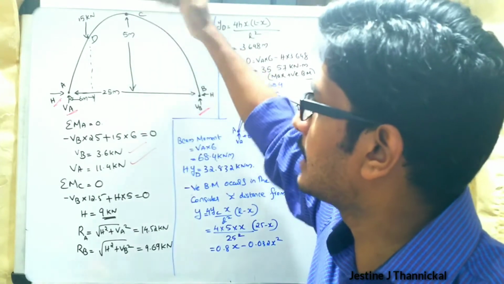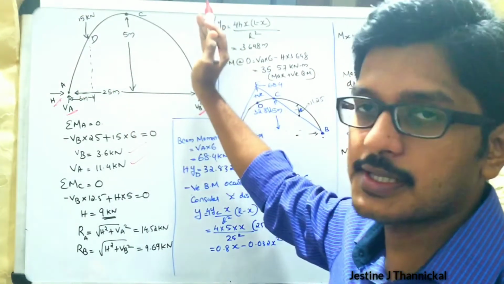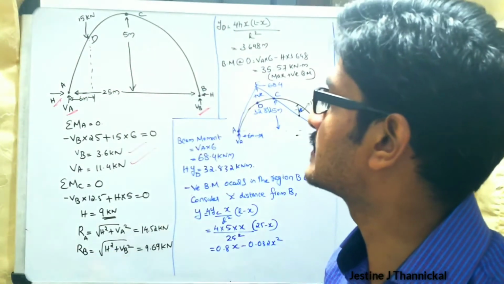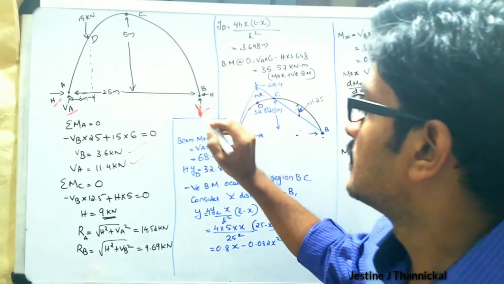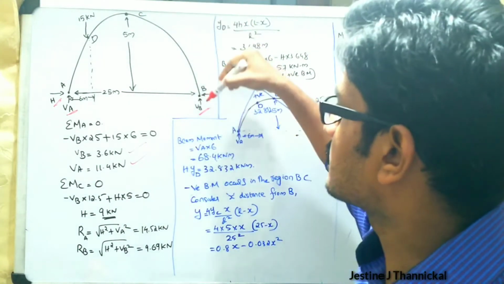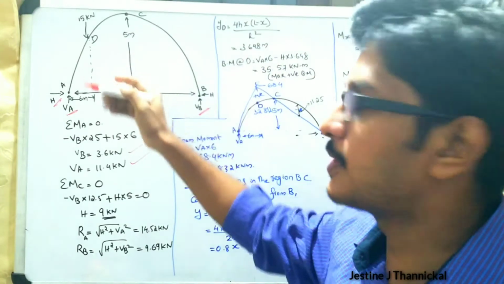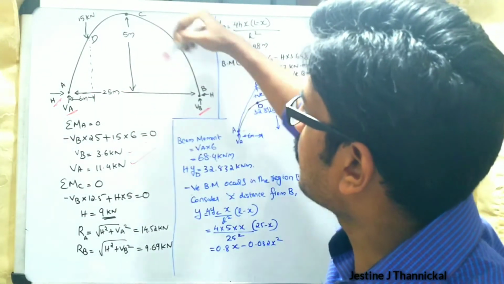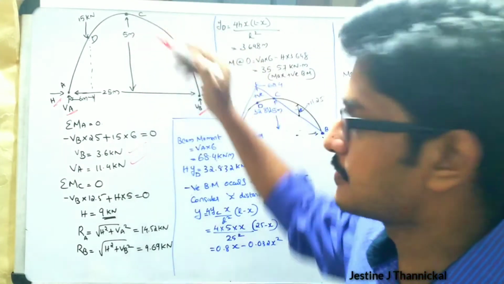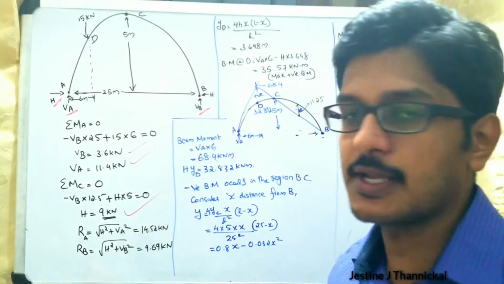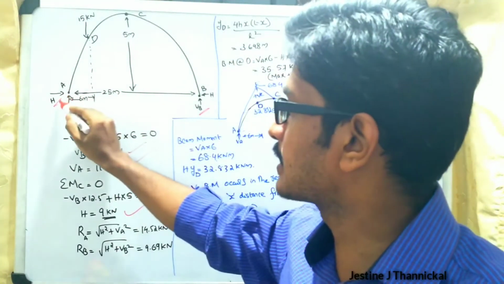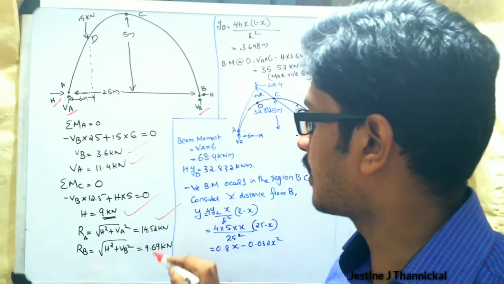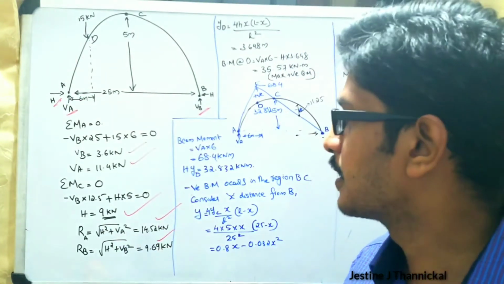Then we have to find the horizontal thrust. For that we will take either the LHS or the RHS. In this case we will consider the RHS. So we get minus VB, which is in the anti-clockwise direction, and H in the clockwise direction, and H multiplied by this distance. Finally you will get H equal to 9 kilonewton. Then if you take the resultant, you will finally get RA and RB respectively.